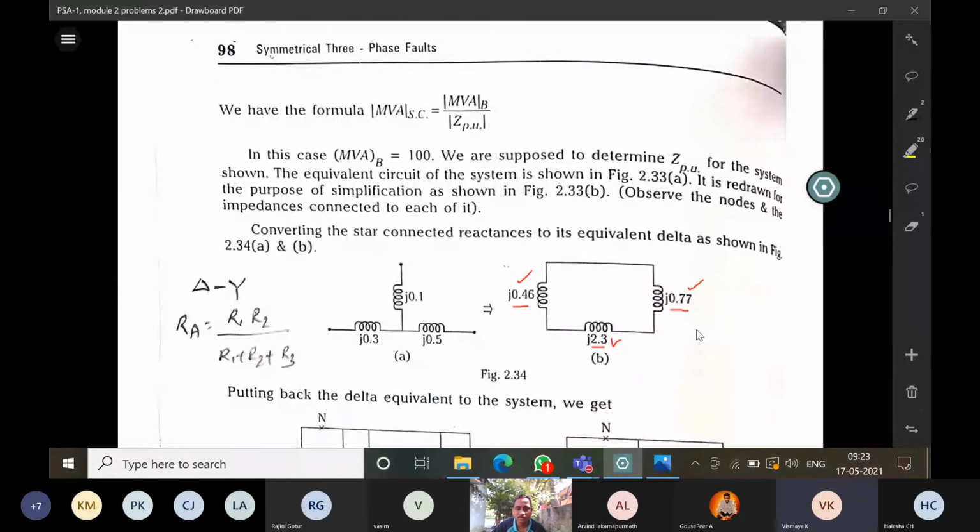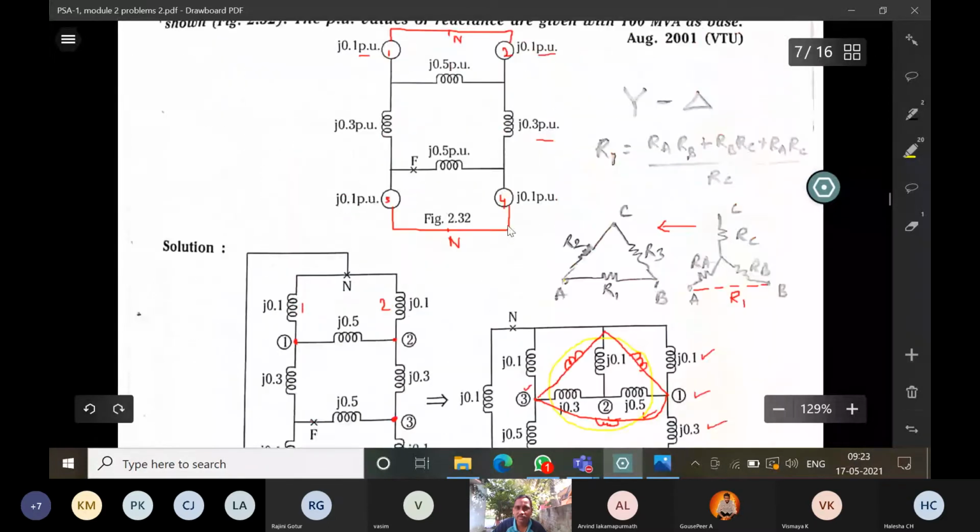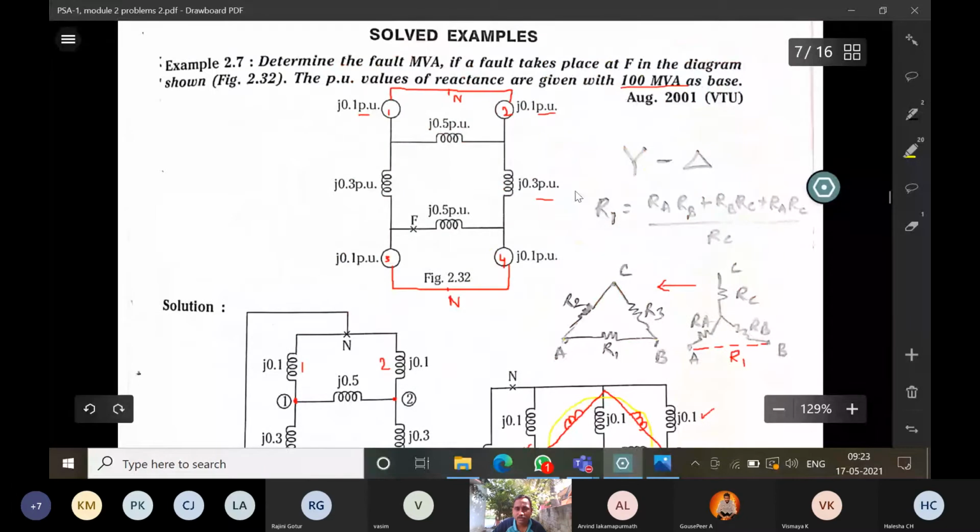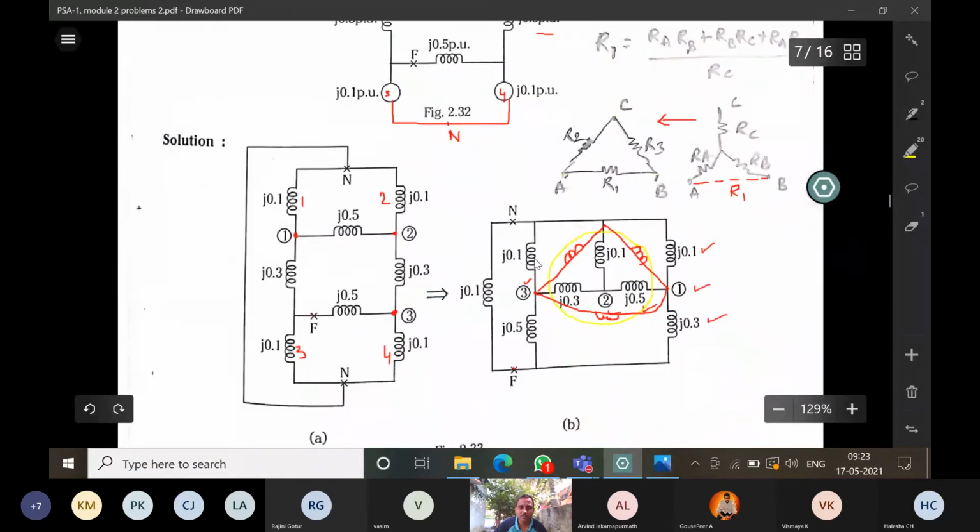No problem. Okay, we have the short circuit MVA formula. So MVA short circuit is equal to MVA base divided by Z per unit. For that, MVA base is given, that is 100 MVA divided by Z per unit. We want the total Z equivalent. If you calculate Z equivalent, MVA base by Z equivalent is your short circuit MVA. So this is a very simple problem.